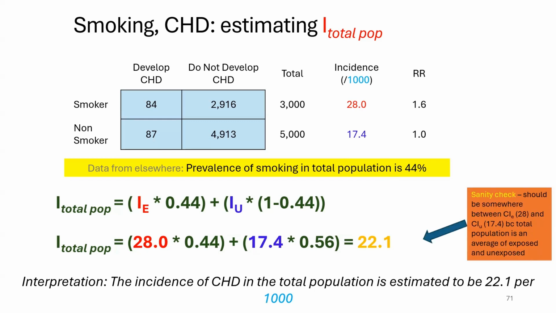So to keep yourself sane and to make sure that your estimate of the total population is correct, we know that the cumulative incidence in the total population should be somewhere between those who are exposed and those who are unexposed, with those who are exposed having the highest incidence and those without the exposure having the lowest incidence. That's because the total population is essentially a weighted average of what we expect to be in the population at large.